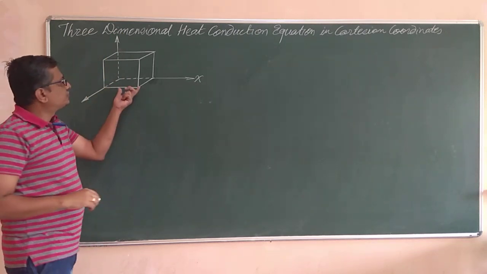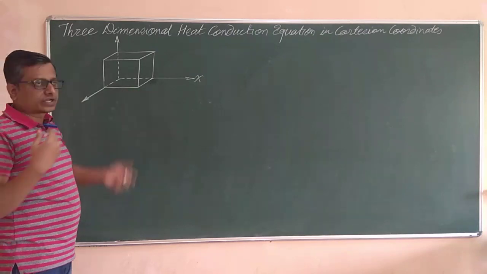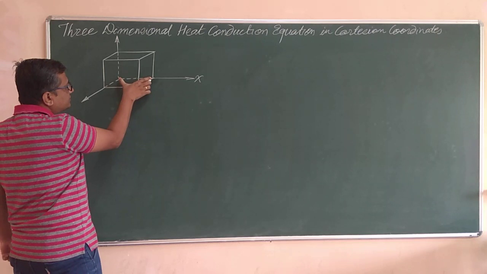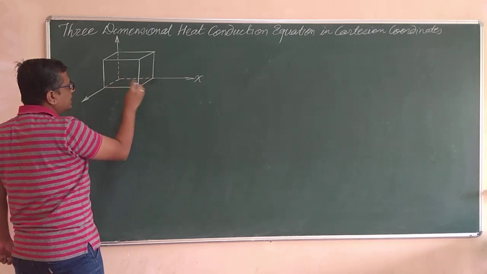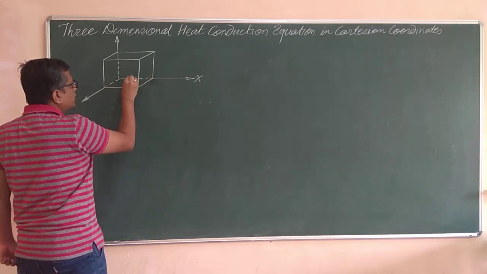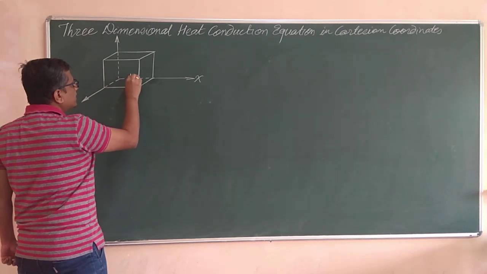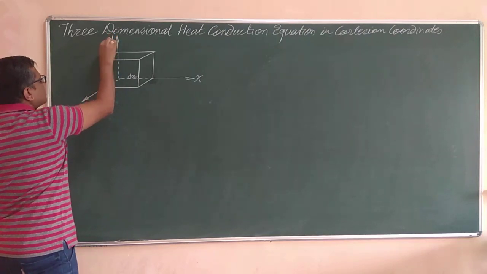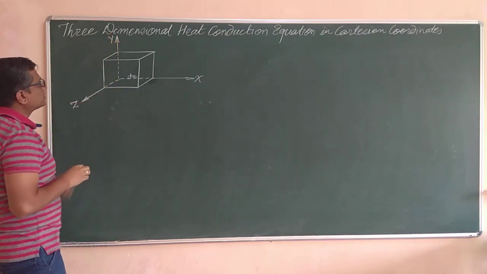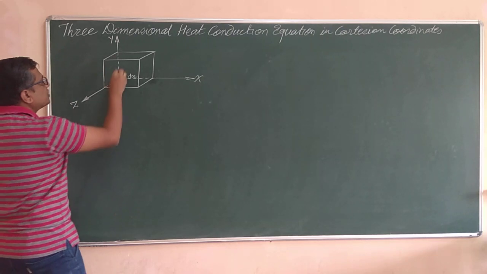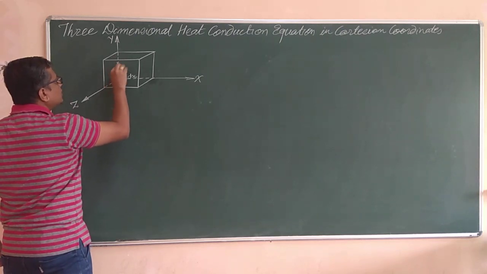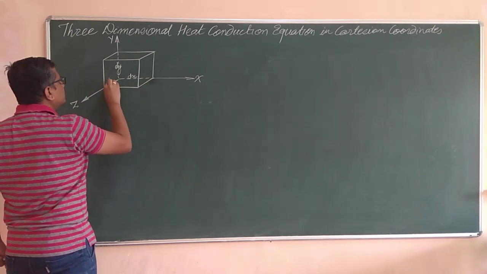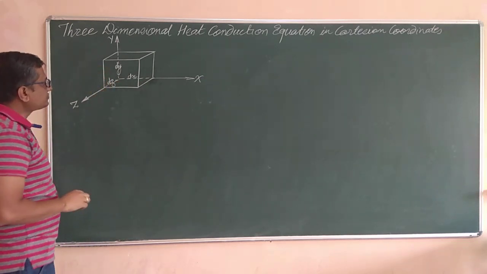For this small element of the solid through which the conduction is going to take place, let us say the length of this cuboid along the x direction is dx. I am going to write it over here. This is dx. The length of this element in the y direction is dy, so I am going to write it over here, and the length of this element in the z direction is dz. So I will write it over here, that is dz.